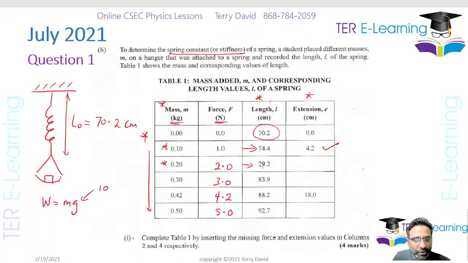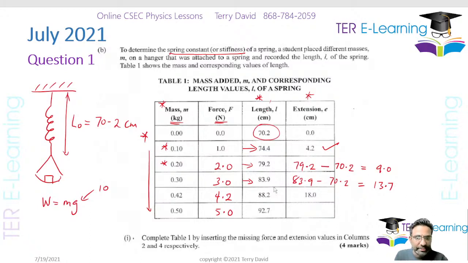The next one now, if you want to work out the extension, we need to take 79.2 and subtract my original length, which is 70.2. So 79.2 minus 70.2, and you're going to get 9.0 centimeters. So my extension here is 9.0. I don't need to put the centimeters here, just 9.0. For this one now, we're going to take 83.9 and subtract the 70.2. So 83.9 minus 70.2, and you're going to get 13.7. So this here is 13.7, right?